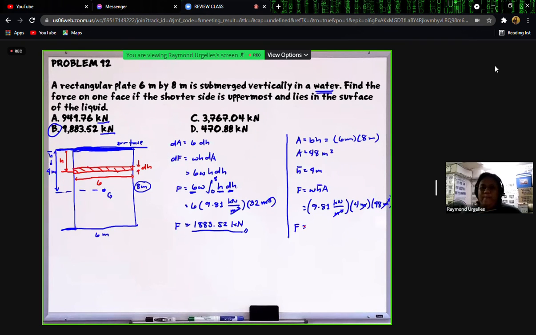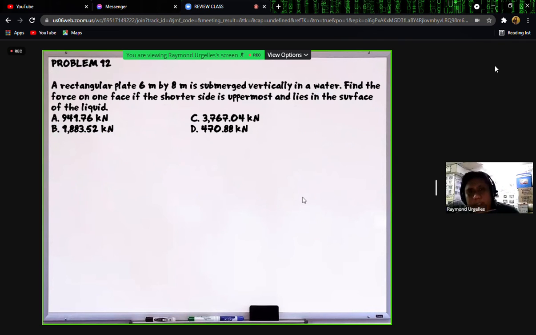Cancel square meter, cancel yung meter, cancel yung cubic meter. So therefore, we can have the force. Okay? So 9.81 times 4 times 48. Di ba? So we get 1,883.52 kilonewton. So pareho lang ilalabas, di ba? Without integration man siya or with integration, di ba? Okay? So any questions para dito? Okay.